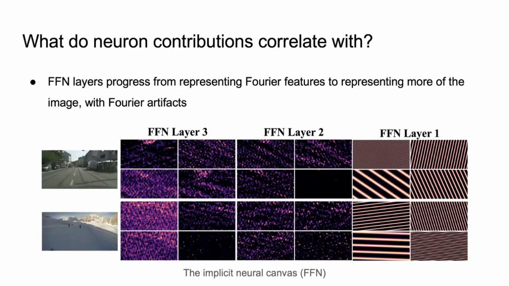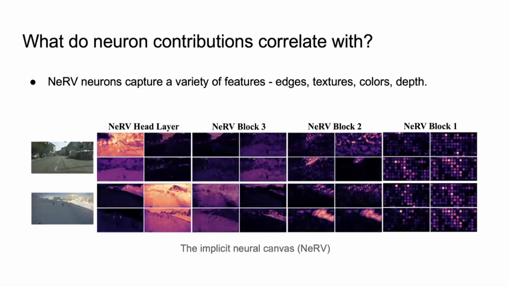To demonstrate the utility of XINC, we use it to investigate the properties of INRs in 5 key ways. The first property we investigate is, what do neuron contributions correlate with? Here, we show contribution maps for a few neurons from each layer of the FFN network. There is a progression from representing Fourier features in early layers to representing more of the image with Fourier artifacts in the last layer. Meanwhile, NeRV neurons tend to capture a variety of features, including edges, textures, colors, and depth. Thus, the behavior of a neuron in both networks is not simply to represent some pixels. Instead, it learns some low level scene attributes.